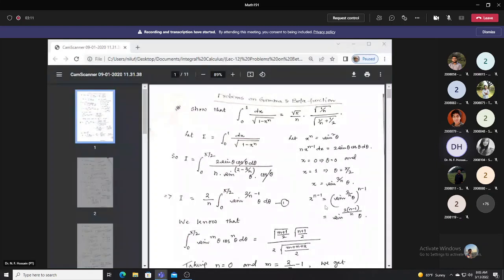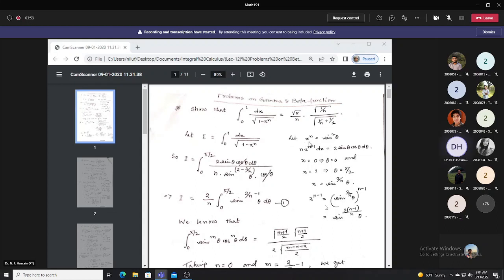complete it today. So the first problem in beta function and gamma function: the integration from 0 to 1 of dx by root over 1 minus x to the power n equals this. You have to show it. So we start from this integral and we take x to the power n equal to sine square theta, because without any substitution it is impossible to evaluate this integral. You know, 1 minus sine square theta is cos square theta, and root over 1 minus cos square theta is cos theta. So it will be something easier.